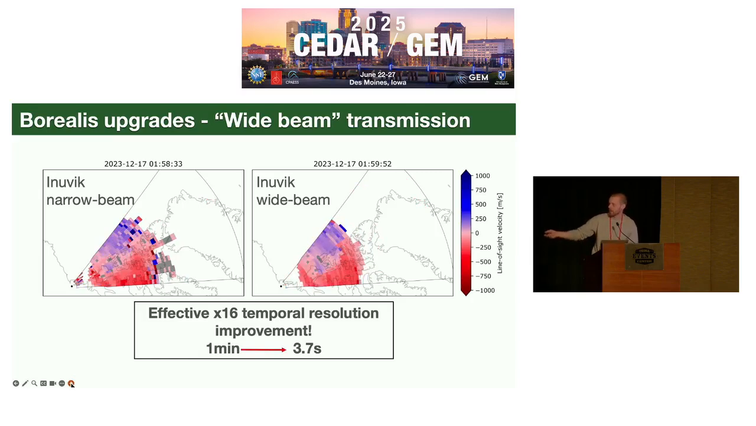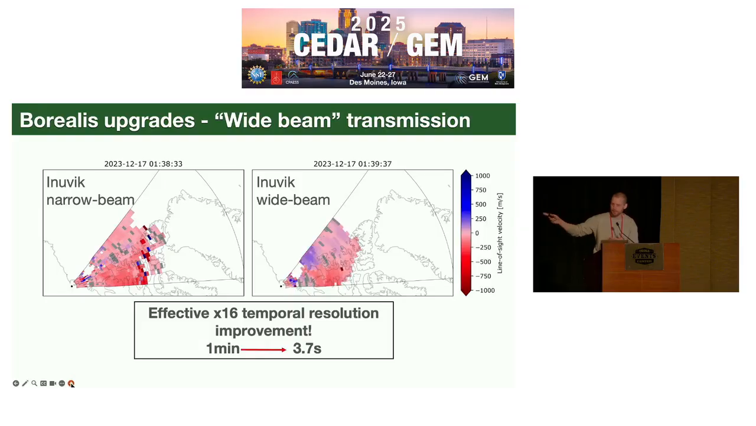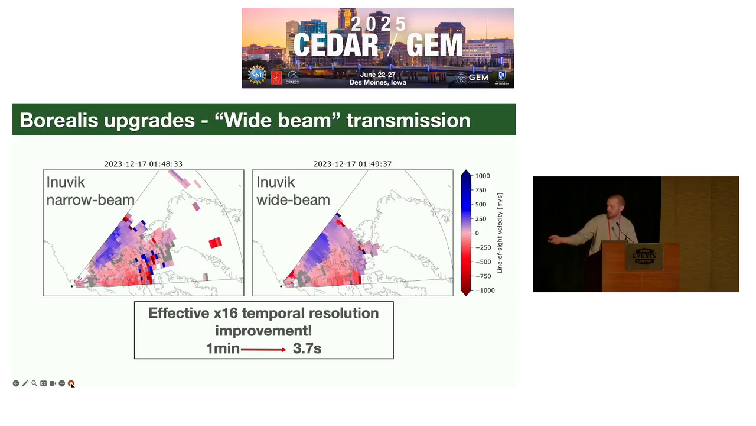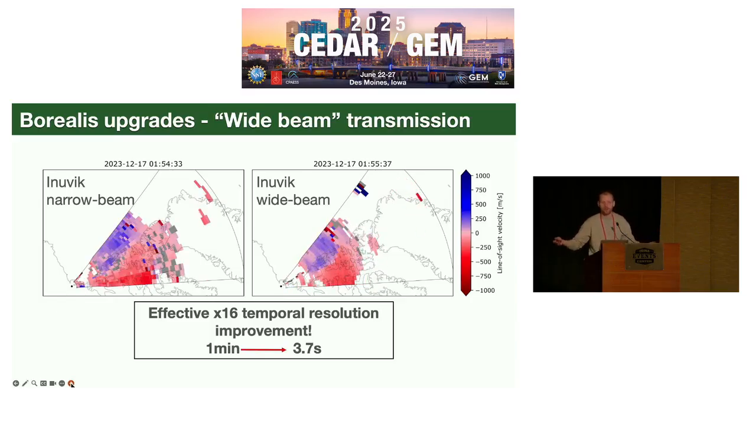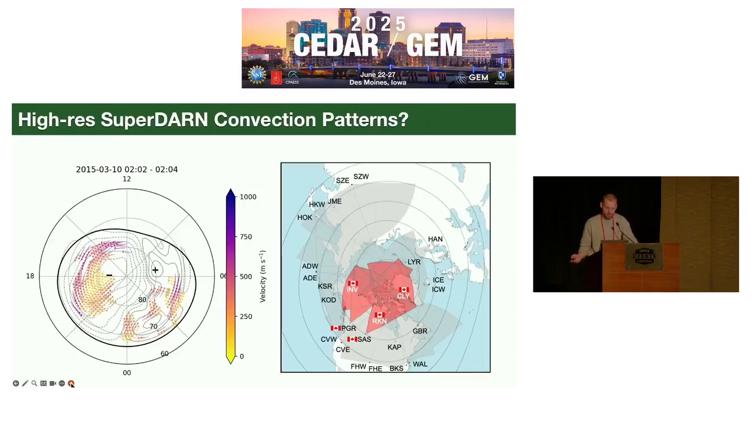So this isn't quite the highest time resolution we can get because it's going back and forth between the two modes. But this on the left is updating every 2 minutes, and this on the right is updating every 7 seconds. But this gives you an idea of the improvement in temporal resolution that we get without sacrificing spatial coverage of the radars. That's the biggest deal here. We're not losing any of the spatial coverage, which is really important for the wide field of view of all the SuperDARN radars.